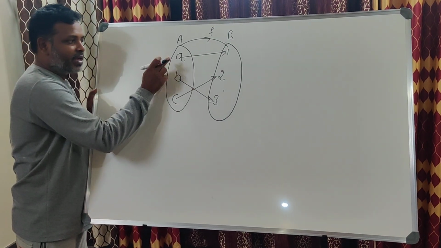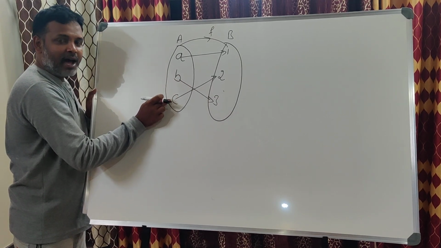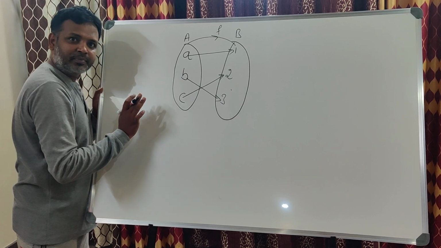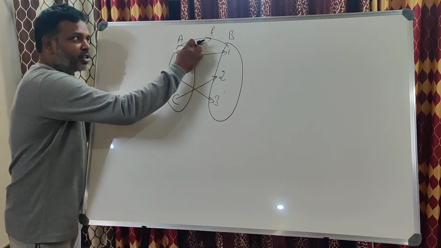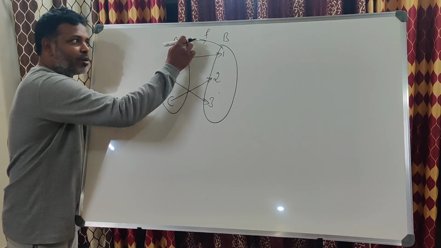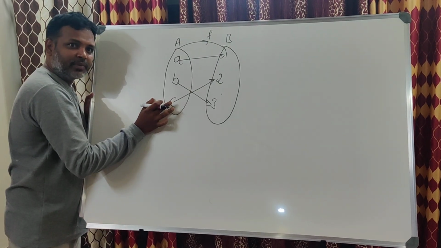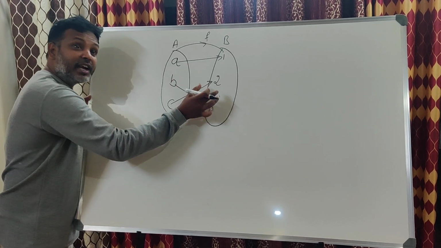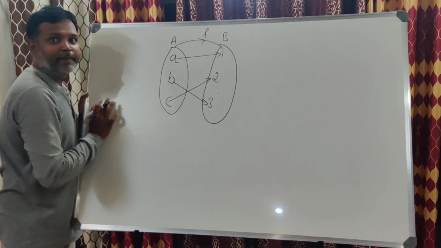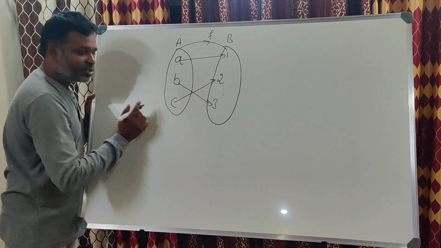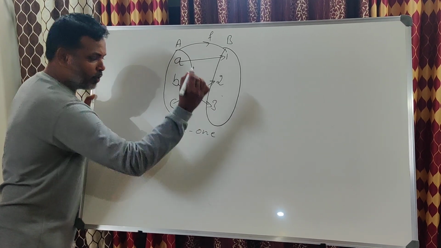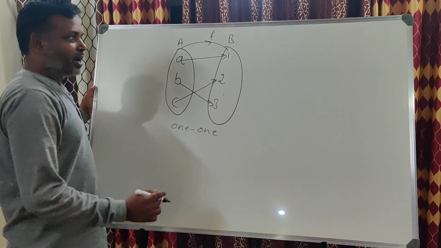Understand? Here look, A is there, B is there, C is there. All are different. Their images 1, 2, 3 are also different. That means a function f from A to B such that different elements of the domain have different images in the codomain is called a one-one function. I'll give you another example here.